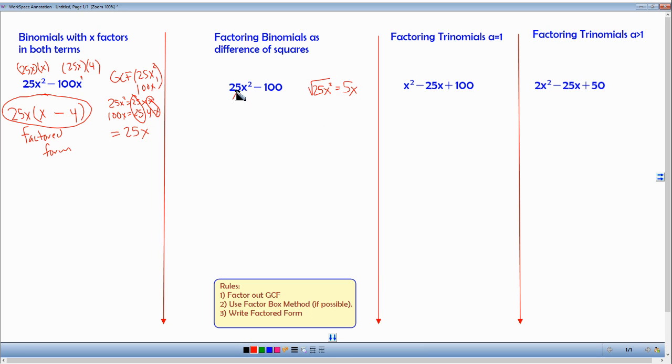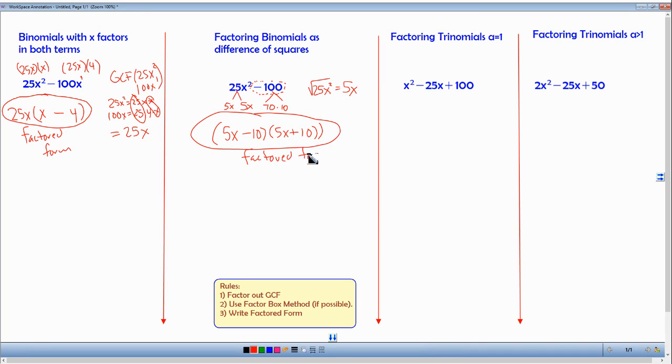Another way you could have thought about this is that you need a 5 and a 5 to get 25, and you need an x and an x to get the x squared. Then with this minus 100, it also has to be the same magnitude of number, but the signs are different. What multiplies to a negative? Keep in mind that the negative sign stays with the 100. So this time you're looking for a negative 10 times a positive 10. That's the difference of squares technique right there that makes it very easy for you to write 5x minus 10 times 5x plus 10. And this is also factored form.